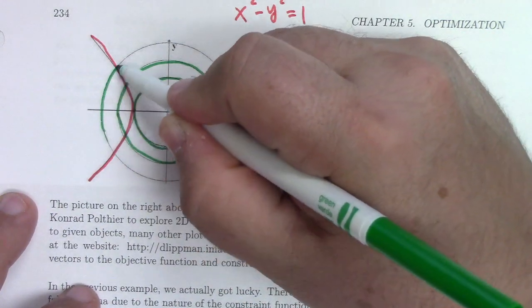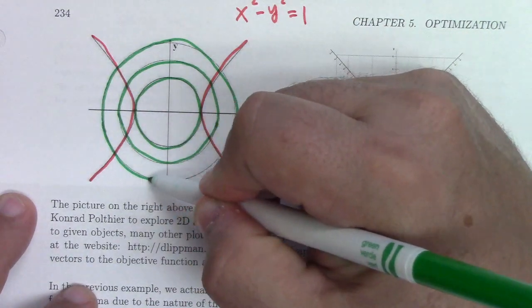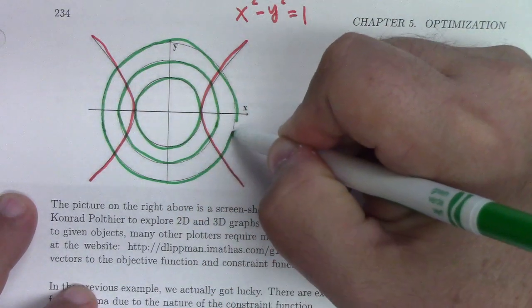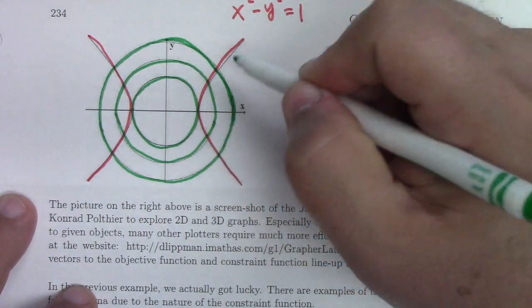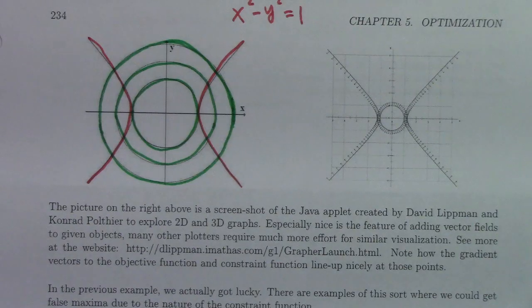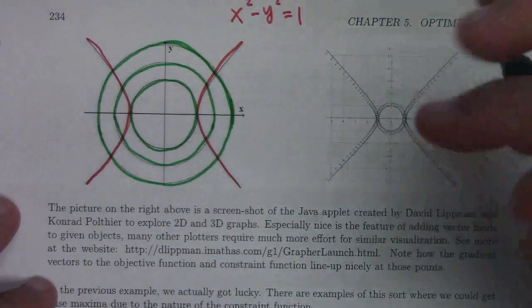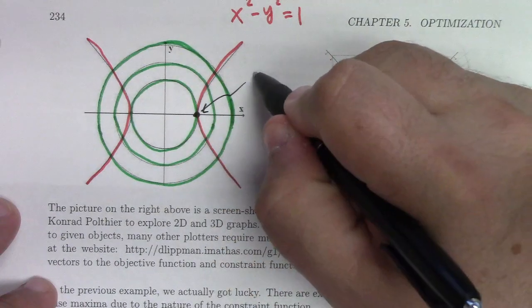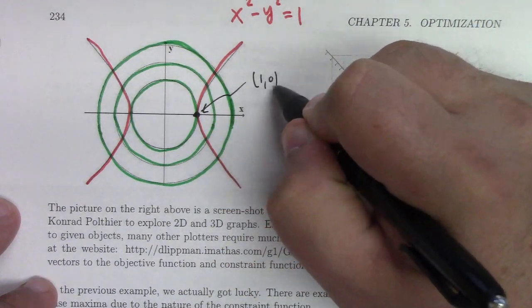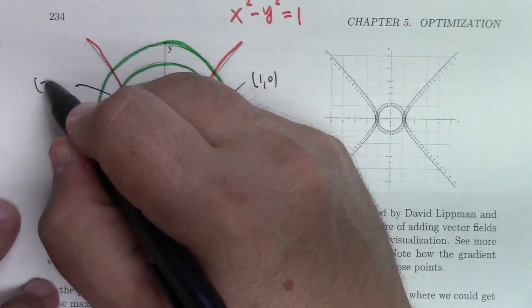And so the wisdom of the method of Lagrange multipliers is that wherever the gradient of the objective function is collinear with the gradient of the constraint function, that's where you're going to find your min or max, maybe. And of course that happens at these points. In this case that's (1, 0) and this guy over here, (-1, 0).